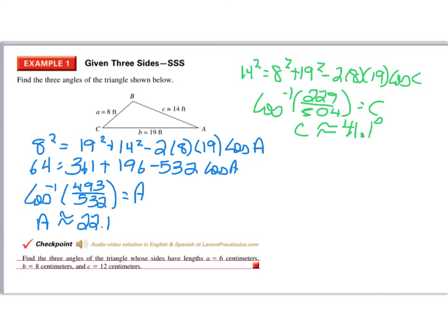Okay, now we have to think about what we've got here. So if we want to find B using the first one, then to find B, we're going to go 180 minus 22.1 minus 41.1, which gives us 116.8 degrees. Okay, go ahead and pause, try the checkpoint, and come on back. Let's see how you do.